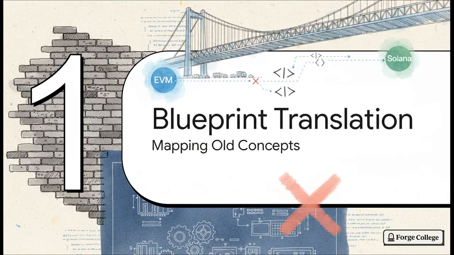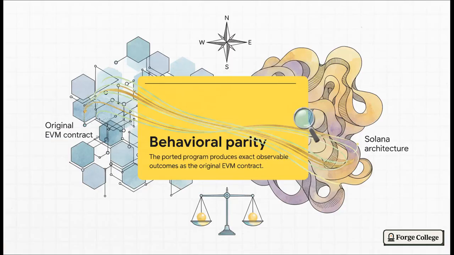Starting off with Section 1, the blueprint translation, mapping old concepts to new paradigms. Look, EVM and Solana, they're fundamentally different structural paradigms. I mean, you literally can't just paste a brick wall onto a suspension bridge, right? It doesn't work. We have to really understand the new rules of physics here before we write a single line of code. And that brings us to absolutely crucial concept number 1, behavioral parity.